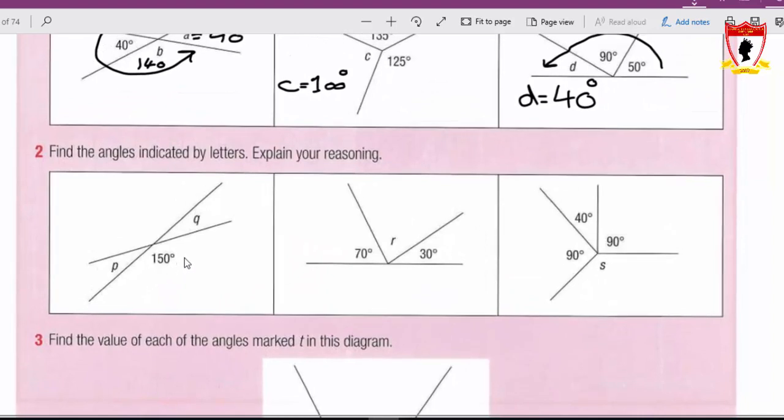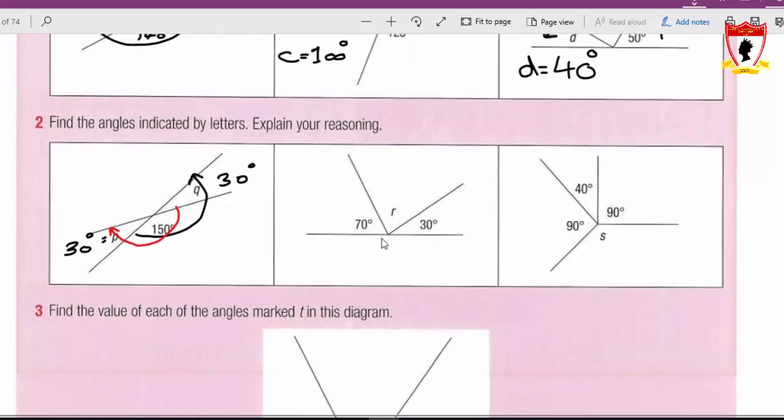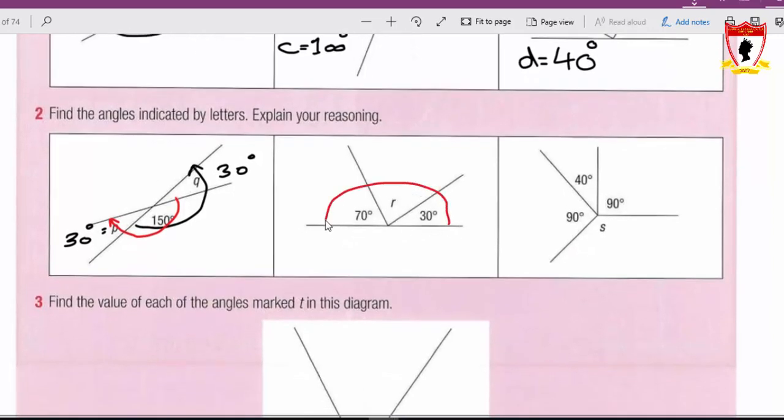This angle is 150 degrees and it completes 180 with this one because they are on the same straight line, so Q must be 30 degrees because it completes 180 with this 150. Similarly, P is vertically opposite to Q, so this one must be 30 degrees. Or we can say likewise, 150 completes 180 with this angle on the other straight line, so that makes P 30 degrees. Then all of these three angles together, they add up to 180.